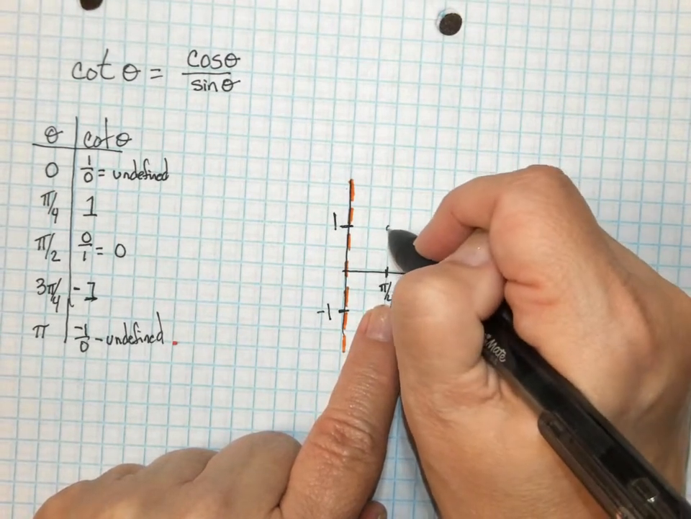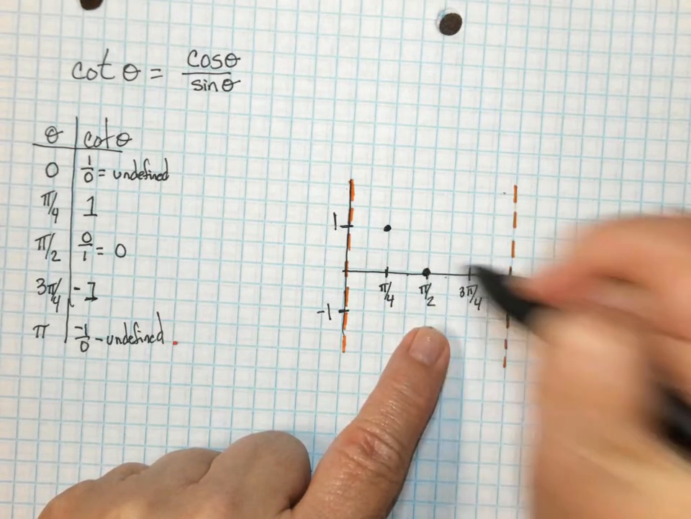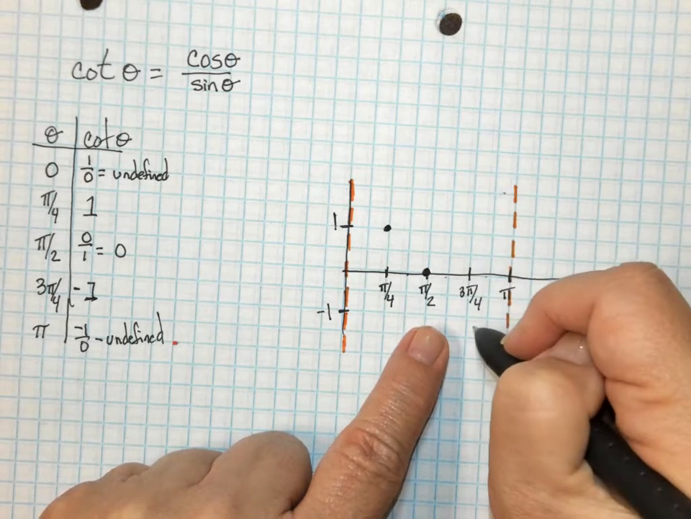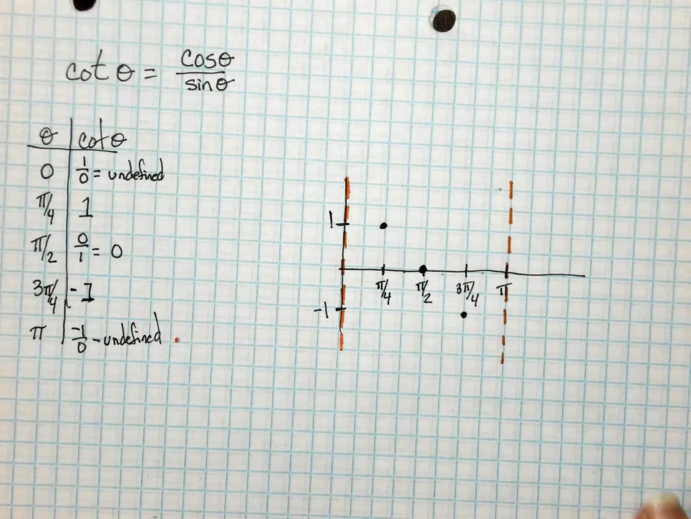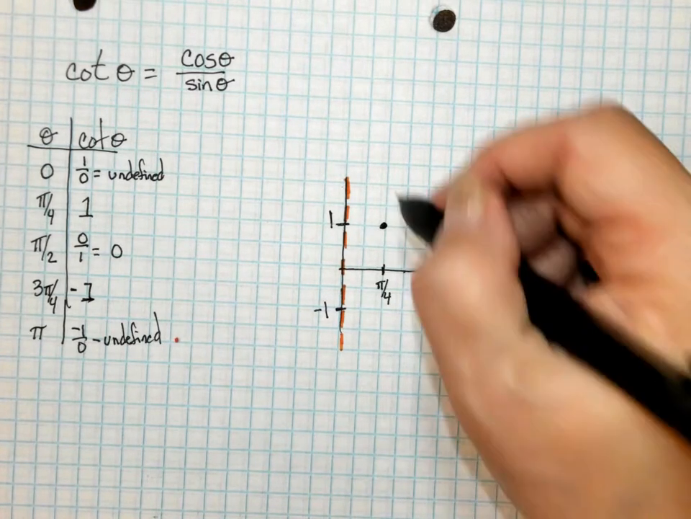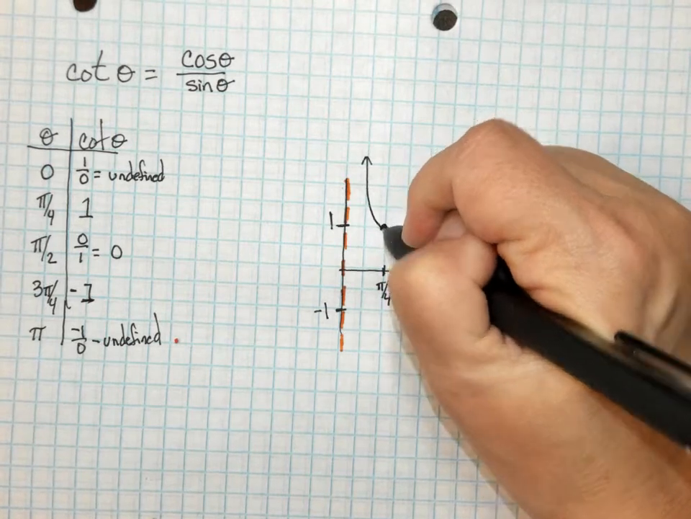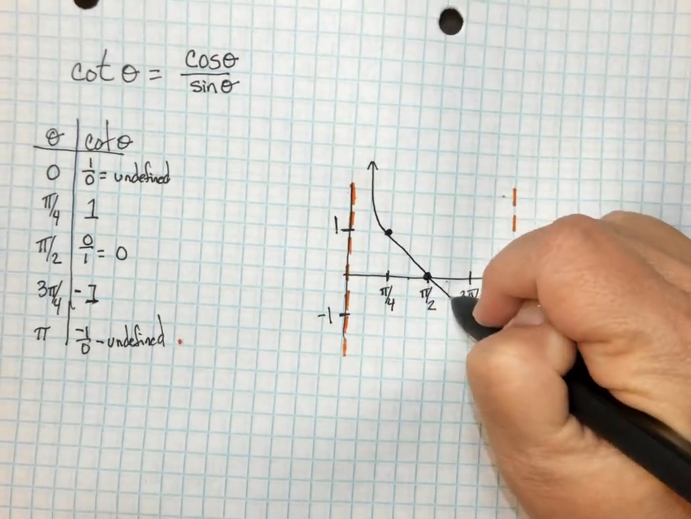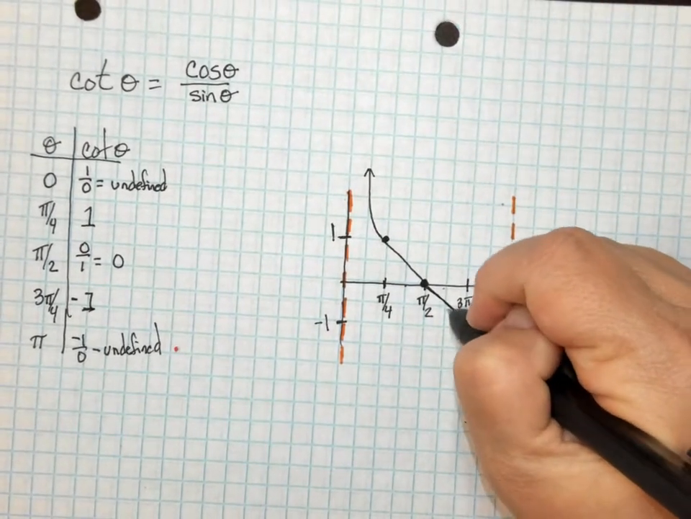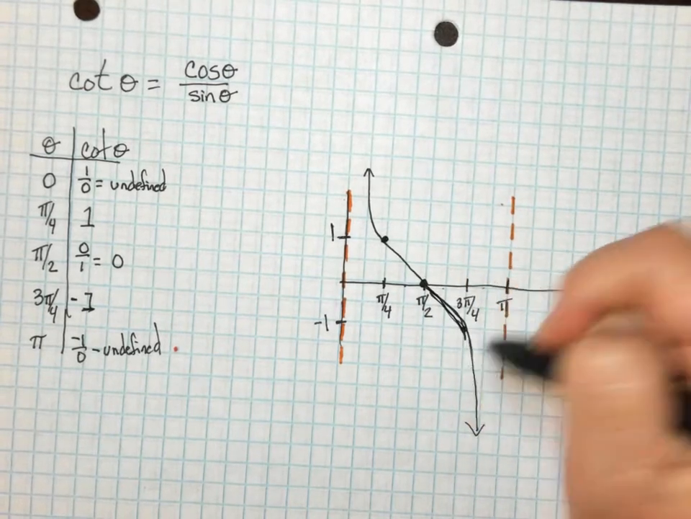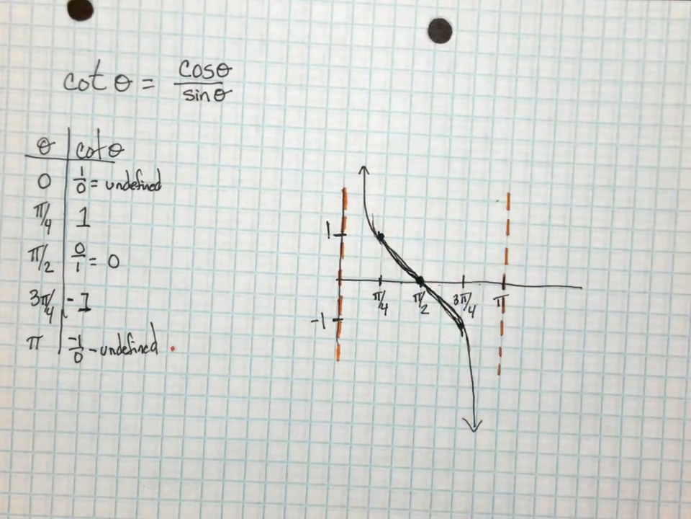Alright, so at pi over 4, I'm at 1. Pi over 2, I'm at 0. 3 pi over 4, I'm at negative 1. Those 3 points look linear, but it's not, because we're going to come up here and hug these asymptotes, and we're going to curve through here like this. And when you draw these, they should always have a curve to them. They're never going to be like a sharp V. I need to do mine a little bit better.